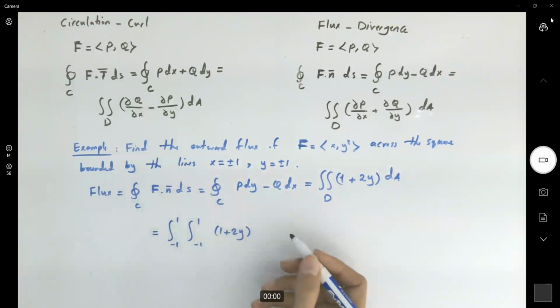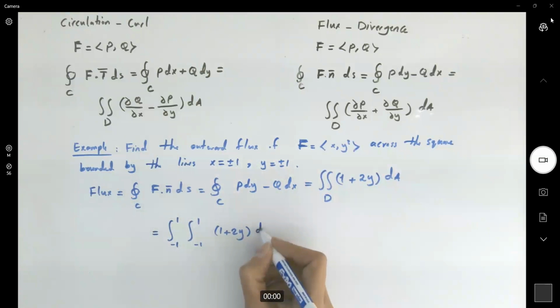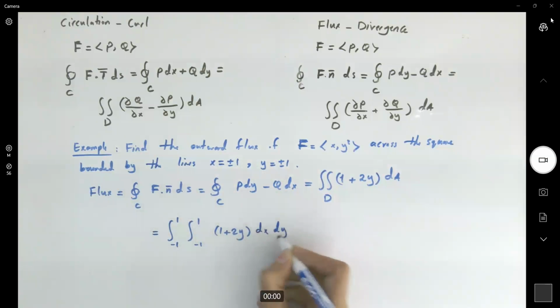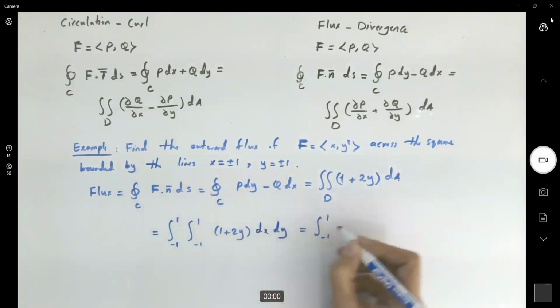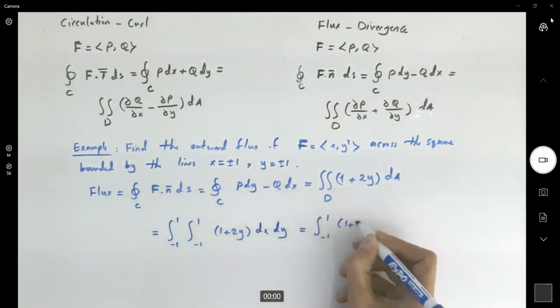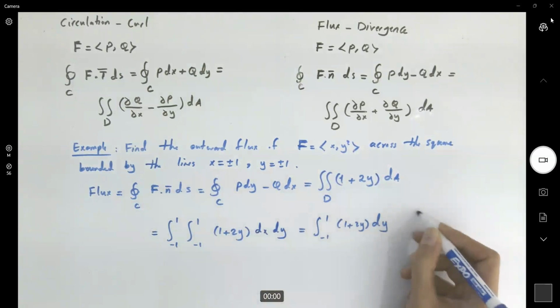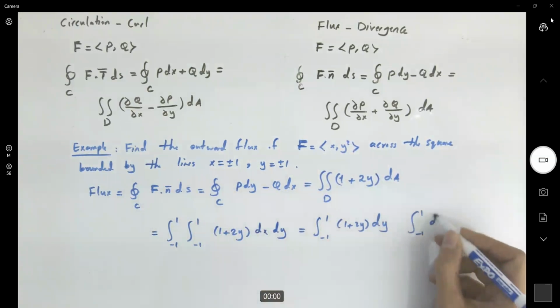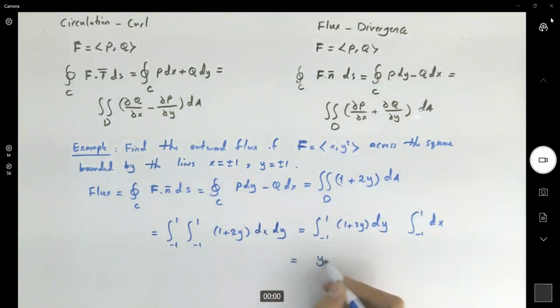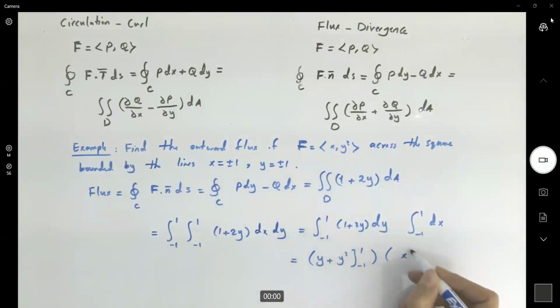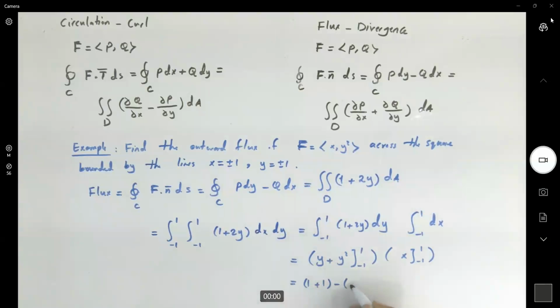You can take the integral with respect to y or with respect to x, it doesn't matter. Here you have, for example, dx dy, which becomes the integral from -1 to 1 of 1 plus 2y dy, and Fubini's theorem says you're allowed to separate these. So this becomes y plus y squared from -1 to 1, multiplied by x, which ranges from -1 to 1. So here you have 1 plus 1 minus -1 plus 1, this is just 2, multiplied by 2. So the output value is 4. The flux is 4.